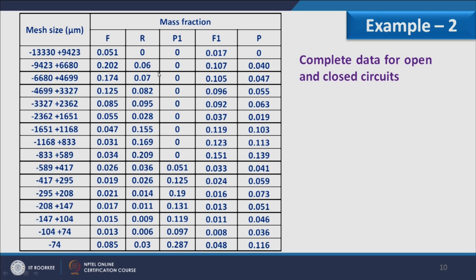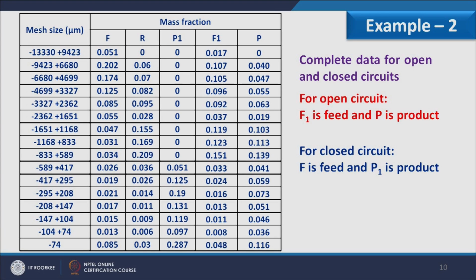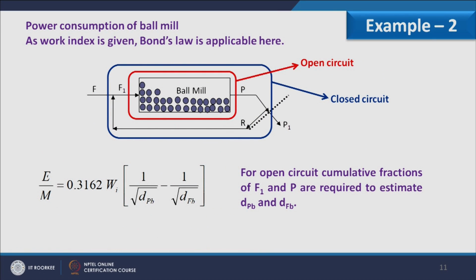In the open circuit, what are the parameters? F1 we should know, and P we will know. So, for the open circuit, F1 and P will be utilized to calculate power consumption. However, for the closed circuit, F and P1 are utilized to calculate power consumption. So, this is the complete data for computation of power consumption using the open as well as the closed circuit. Let us start the computation for the open circuit, where we consider F1 as feed and P as product. For the closed cycle, F is feed and P1 is product.